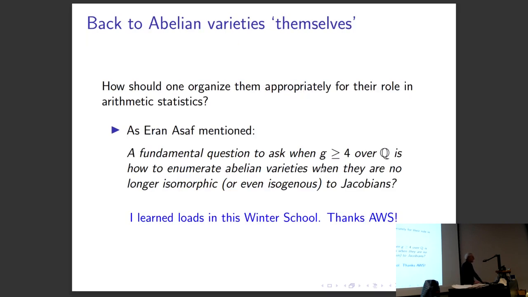To go back to abelian varieties themselves, how should one organize them appropriately for their role in arithmetic statistics? Again, in this winter school, Aaron Asaf mentioned to me this question, which is absolutely an important one. How in the world do you enumerate in an appropriate way so as to be able to get statistics, abelian varieties, when they aren't enumerated as the Jacobians of curves? That already sounds like maybe a minor project, but it is a project.